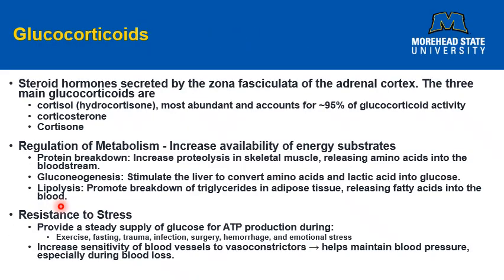All right, so glucocorticoids. These are steroid hormones, and they're secreted by this specific region of the adrenal cortex. And like I said, there's three main ones. We got cortisol, corticosterone, cortisone. Now cortisol is the most abundant, and about 95% of the glucocorticoid activity comes from it.